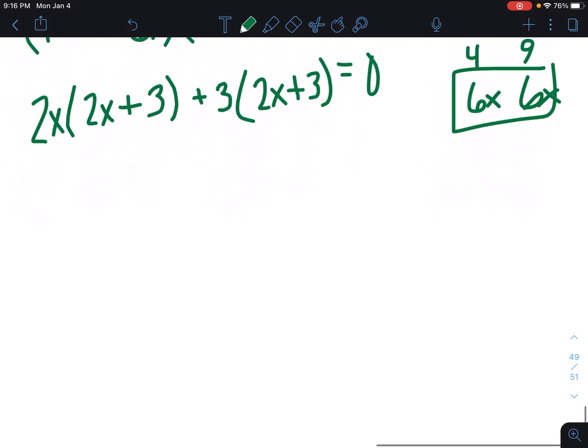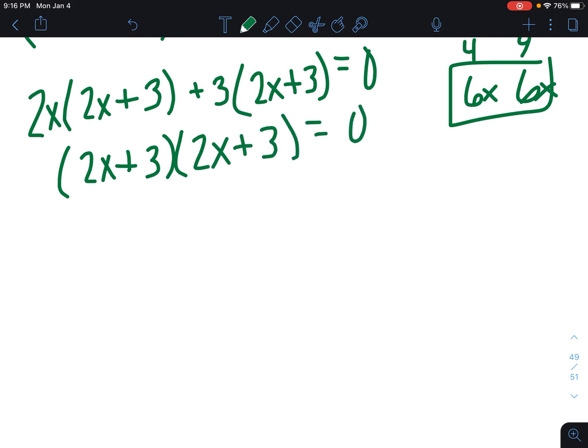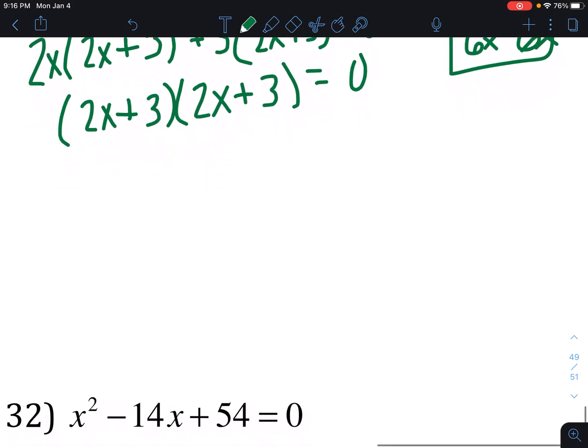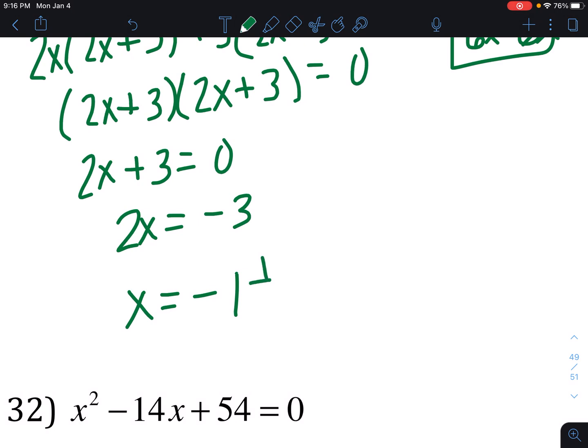All right, then I can regroup them into two binomials. 2x plus 3, the matching in parentheses, and then the GCFs get put together, and they're coincidentally the same thing. That means I'm only going to get one answer here. No need to repeat. So 2x plus 3 equals 0. First, we would subtract 3. And then we would divide by 2 to get negative 1.5.